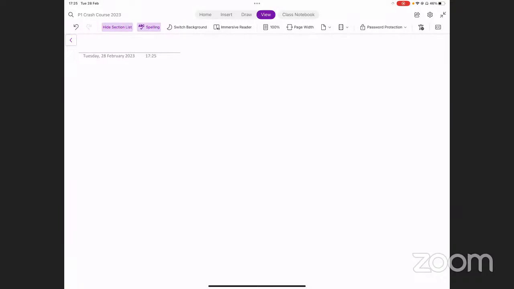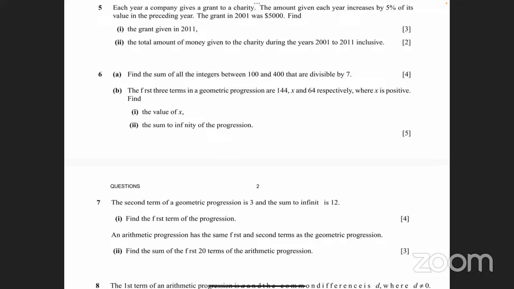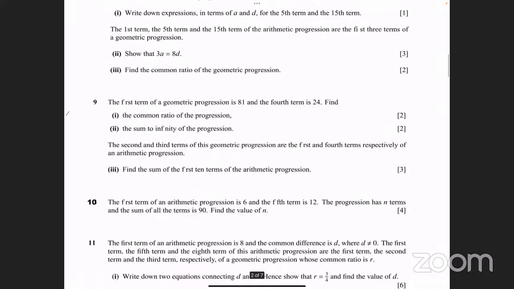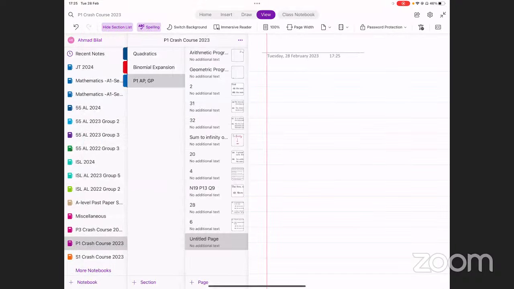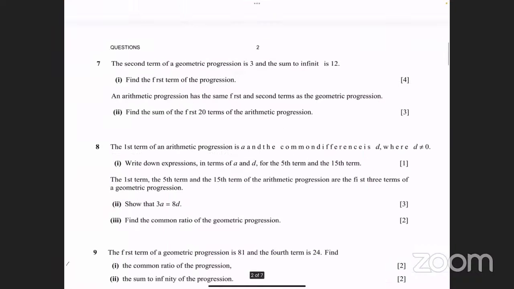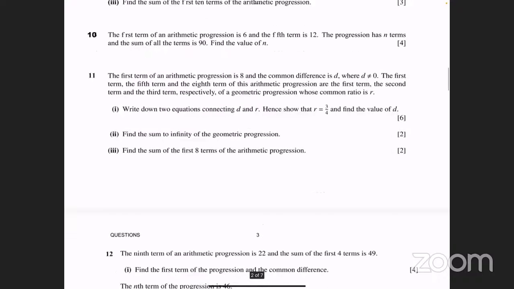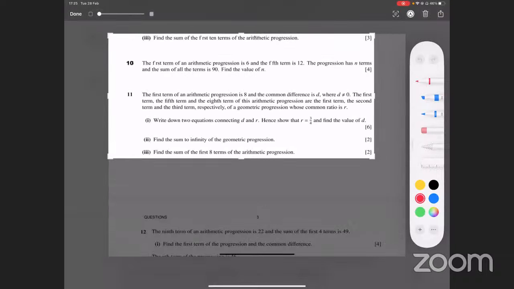This is question number 6. Let's try another one now. Let's see what else we could try from this. All right, let's try this. This is question number 11 from the worksheet.